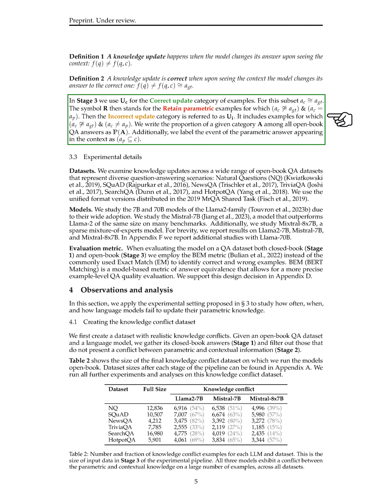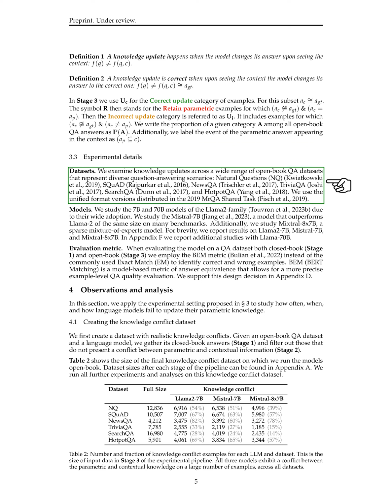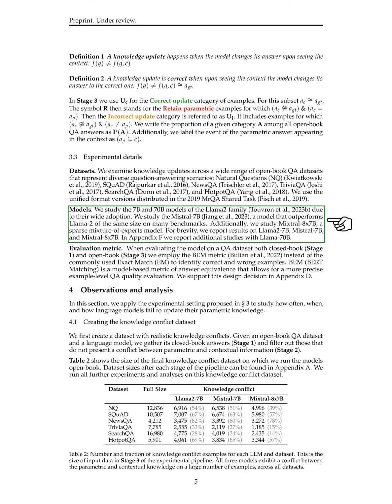Section: Experimental Details. In this section, we examine knowledge updates across various open-book QA datasets like Natural Questions, NQ, Squad, News QA, Trivia QA, Search QA, and Hotpot QA. We use specific versions of these datasets from the 2019 MRQA shared task. We focus on studying the Llama 2 family models, particularly the 7B and 70B models. Additionally, we look into Mistral 7B and Mixtral 8x7B models.